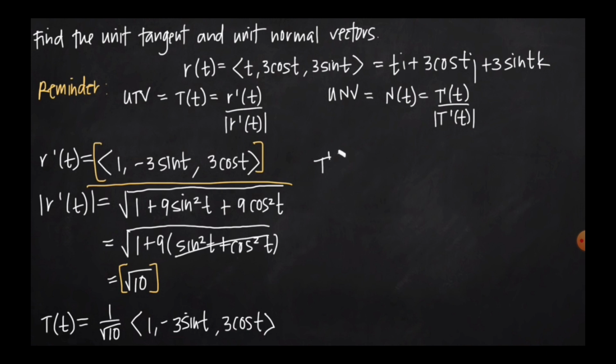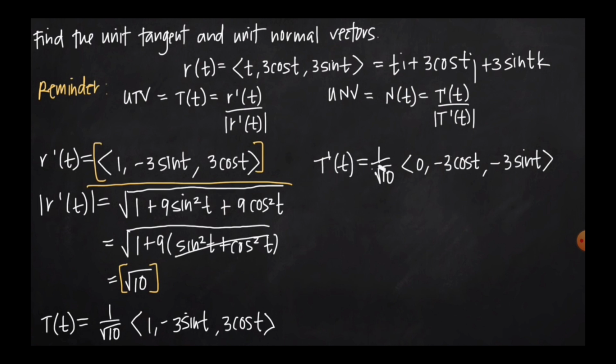So we'll say capital T prime of t is going to be equal to the 1 over square root 10 is going to stay out in front here. Now we just need to take the derivative of each of these components. So the derivative of 1 is 0. The derivative of negative 3 sine t, well, we know the derivative of sine of t is cosine of t. So the negative 3 is going to stay, and we're just left with negative 3 cosine t. Now here, the derivative of cosine t is negative sine of t, so we end up with negative 3 sine of t, and that is the derivative of our unit tangent vector, capital T prime of t.